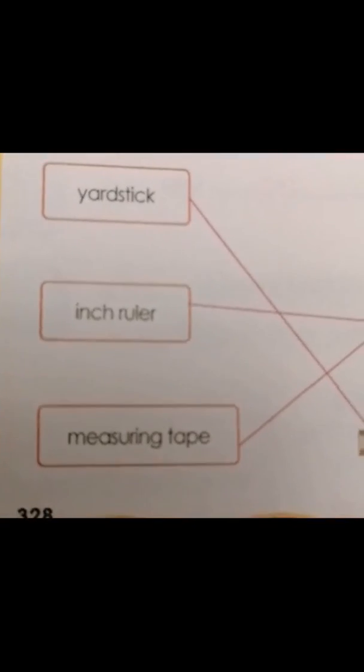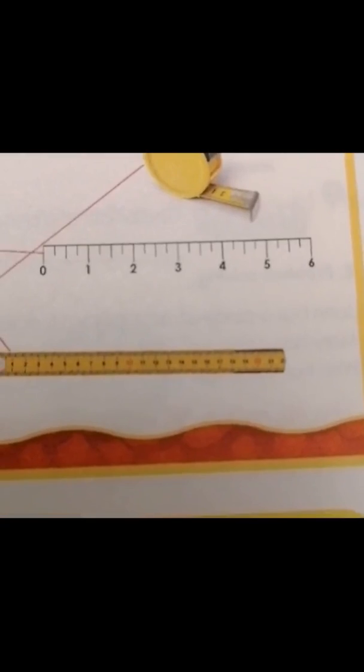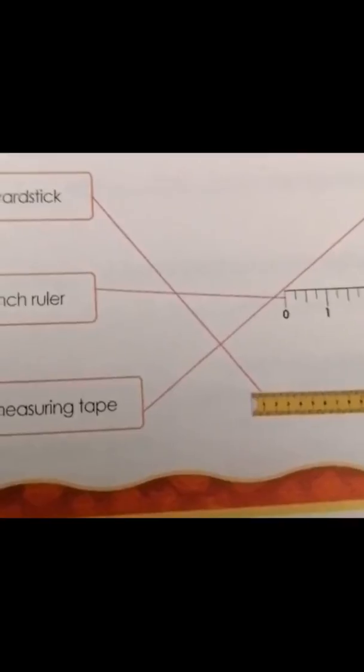Okay, now exercise number 2, we don't need it. Go to the vocabulary check. Match each word with the best description. The yardstick. Where's the yardstick? It's the last one. And where's the inch ruler? It's the second one. It's the inch ruler. And the measuring tape is the first one. So just do the matching like this.